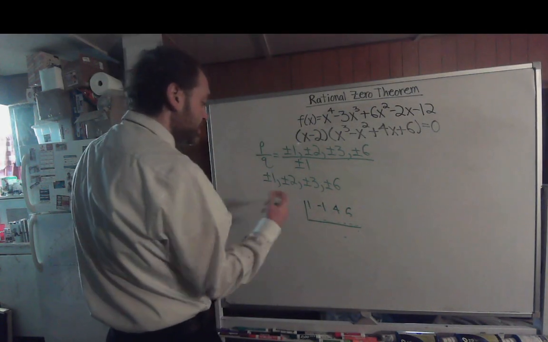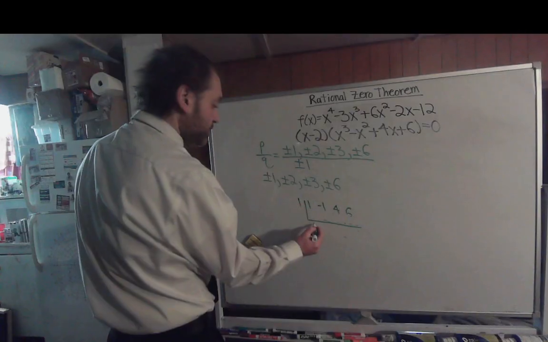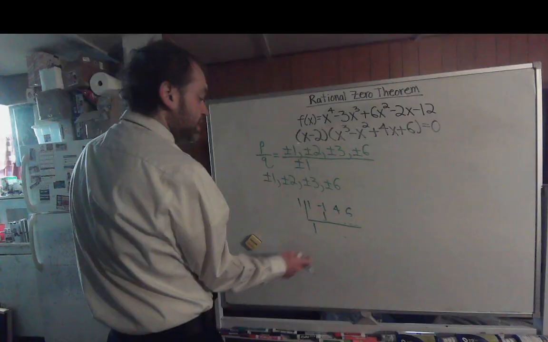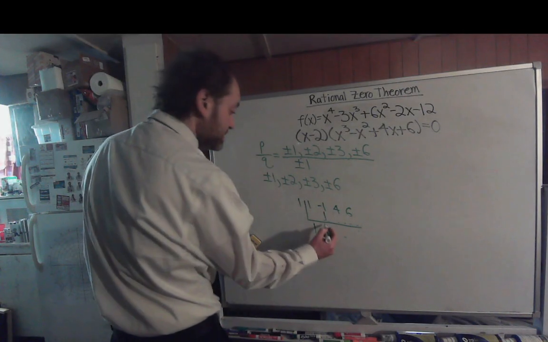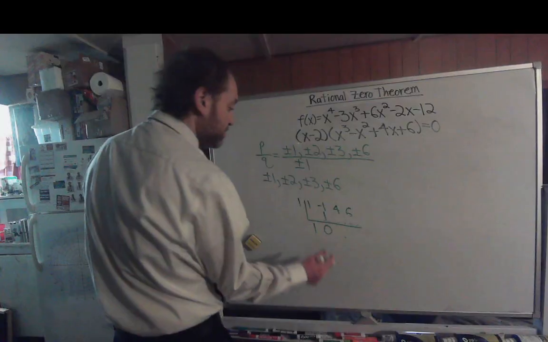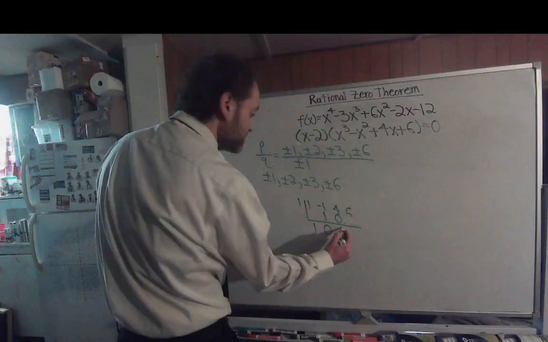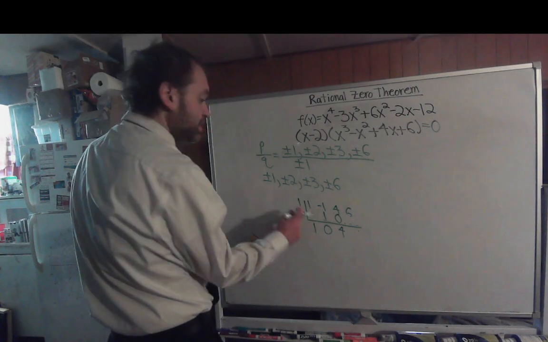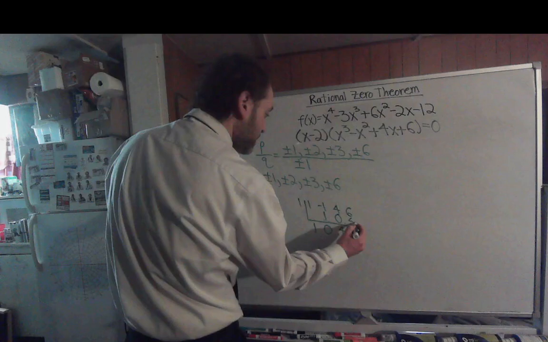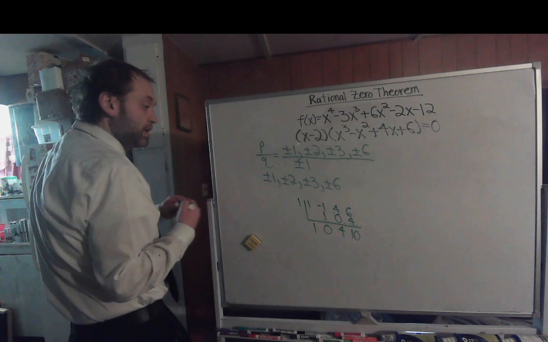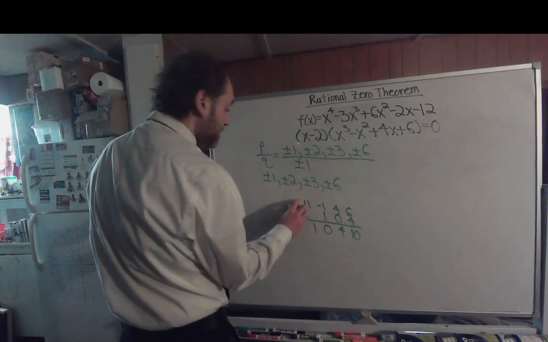Alright, let's try a positive 1. So bring down your 1. 1 times 1 is 1. Negative 1 plus 1 is 0. 1 times 0 is 0. 4 plus 0 is 4. 1 times 4 is 4. 6 plus 4 is 10. We have a remainder of 10, not a factor.